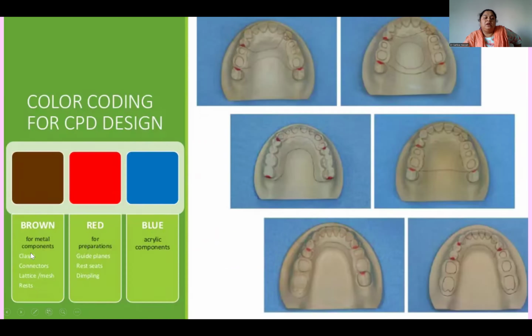This is your color coding. For metal components, clasps, connectors, lattice, rests, we use brown. Red is for guide planes, rest seats, and dimpling. And blue is for the acrylic component. This is very important. This color coding is universal in removable partial denture. If I say give a red seat, you have to give red. If you are sending it to a lab person, they have not studied what a rest seat is. They see red and understand this is a rest seat, because we have to communicate with them also.